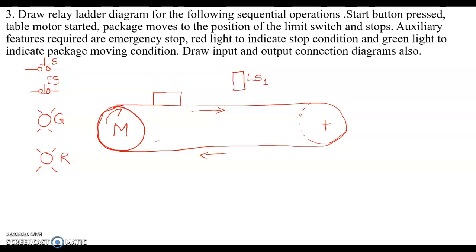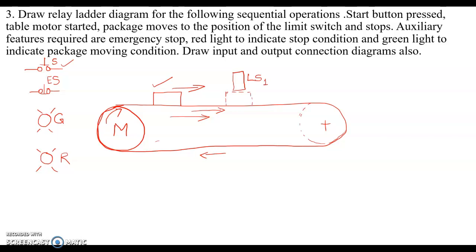So here we have got a motor and a conveyor system, and on that this one is the package. So when switch S is switched on, the motor starts rotating and the conveyor starts moving in this direction. So it will carry the package in this direction. So when the package reaches a location where we have employed the limit switch, it stops.